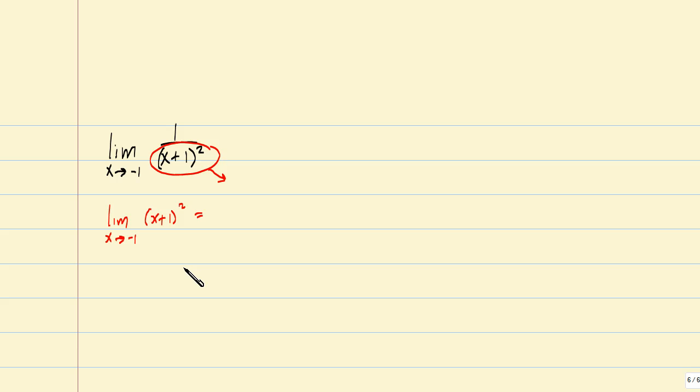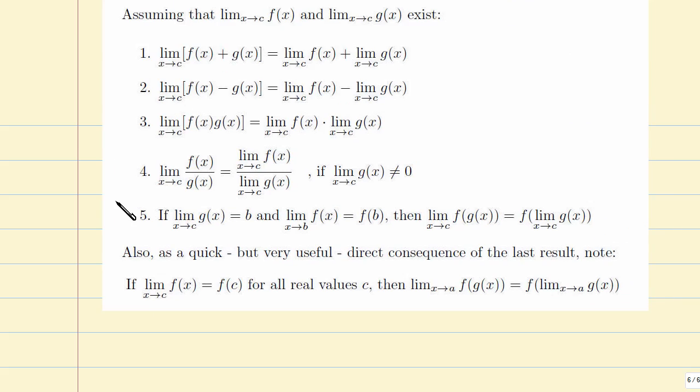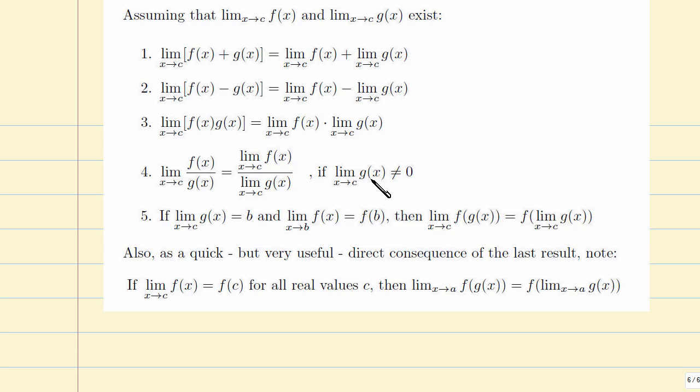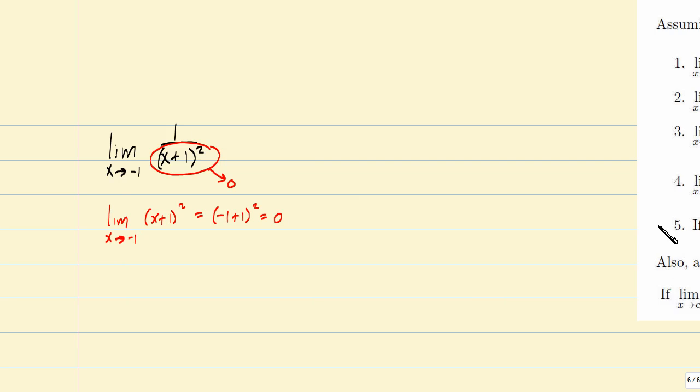Of course, this is immediate, right? This is a polynomial when you expand it out, and so we're free to simply plug in negative 1. Of course, negative 1 plus 1 squared is 0. So our denominator is going to 0, which means we can't apply this quotient rule for limits. So we have to find another way to do this.